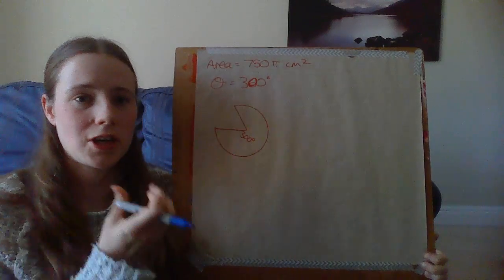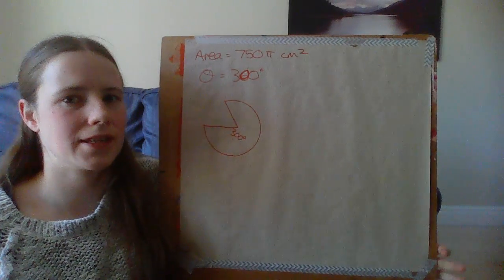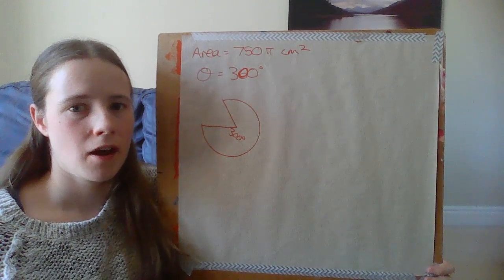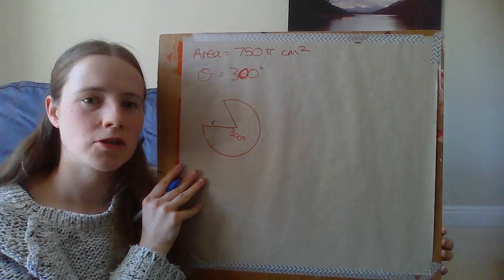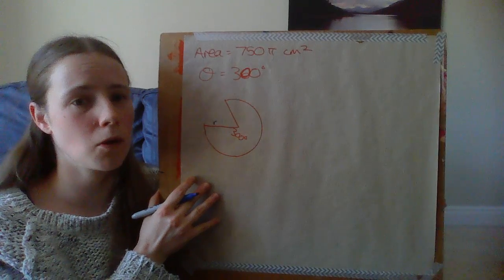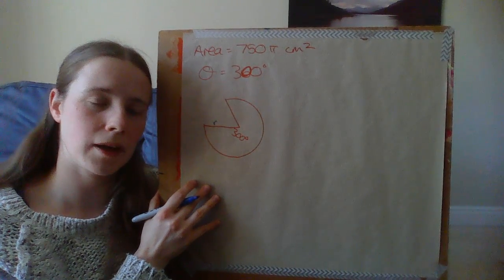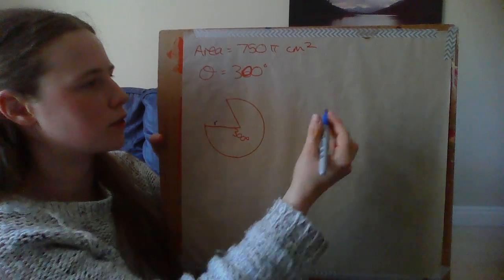Okay, so here's how to do the challenge question. In the challenge question, we were told that the area was 750 pi, the angle is 300 degrees, and we are asked to find out what the radius is. I'm going to do this 2 methods. The first method is my favourite method. It's just thinking logically about what we know. The second method is substituting into the formula and solving. Okay, either method is fine. It's just whichever one you personally prefer.